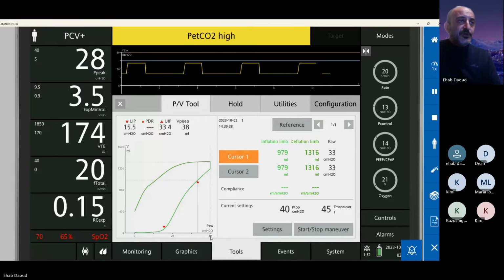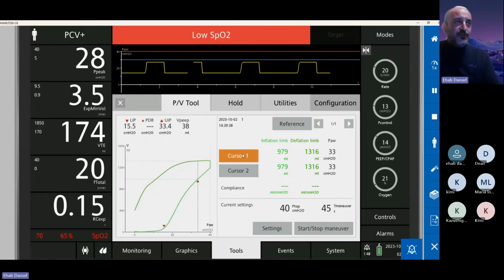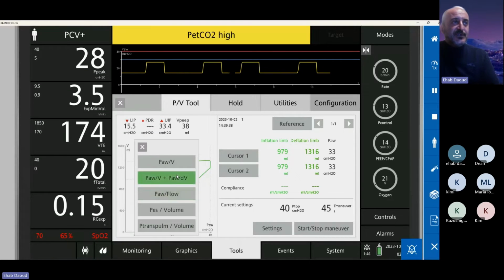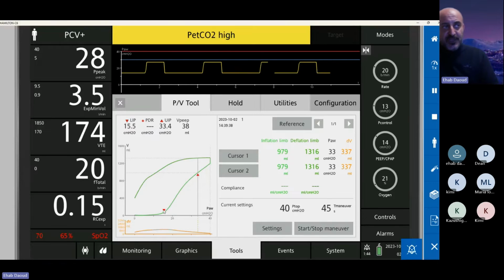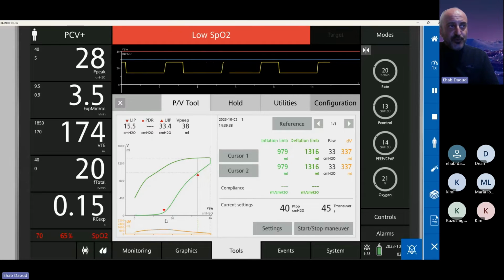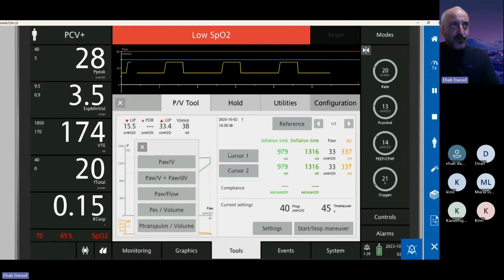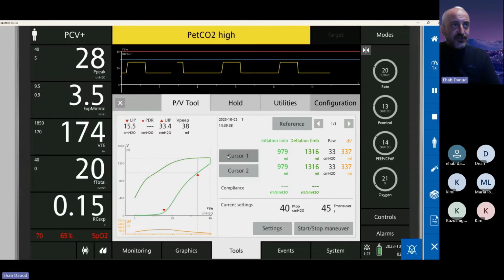So what is hysteresis? Hysteresis is the difference in the volume between the inspiration and exhalation. So it's all this area. So the ventilator here actually calculated the volume between here and here at all different points. So let's move our cursor here.